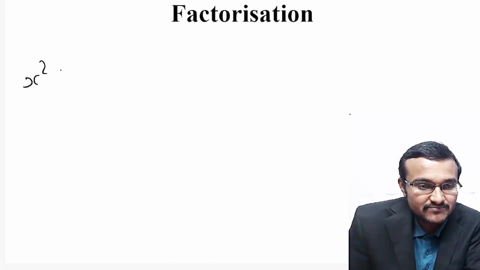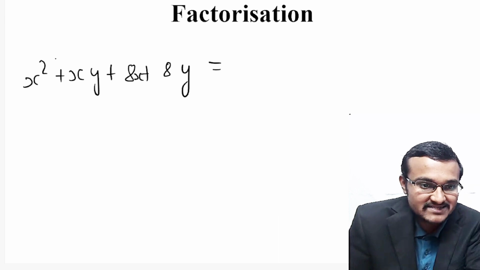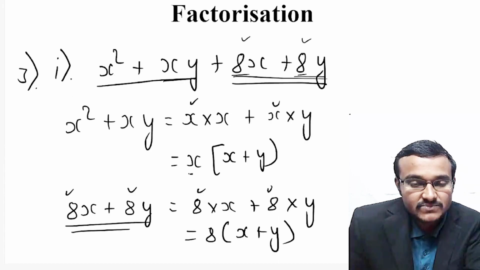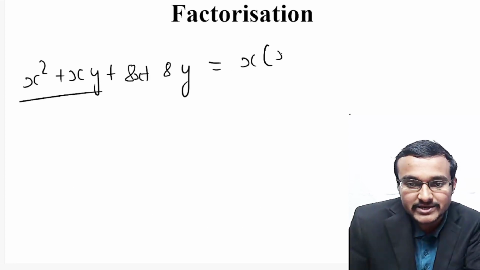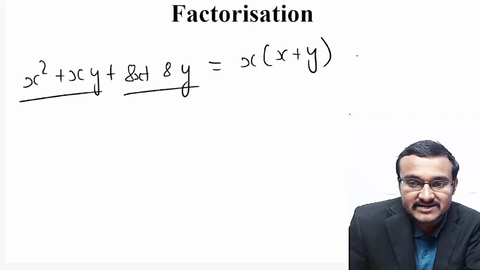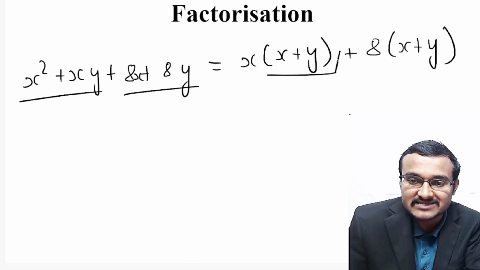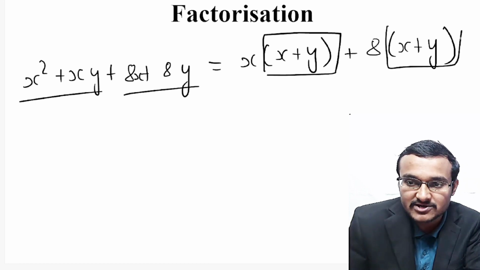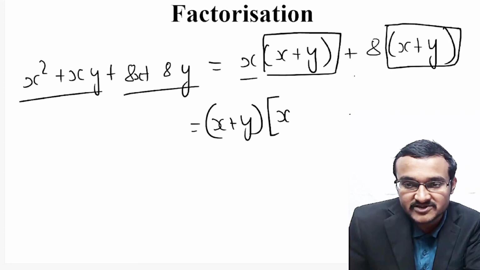Now x square plus xy plus 8x plus 8y can be written as, here x square plus xy, we have solved it to get x into x plus y. So in the place of x square plus xy, you can write x into x plus y. In the place of 8x plus 8y, you can write 8 into x plus y, which we have solved. So now here you can see x plus y is common in these two terms. So when you take x plus y common, then what will be remaining in the bracket? x will be remaining in the first term, 8 will be remaining in the second term. So that is x plus 8.